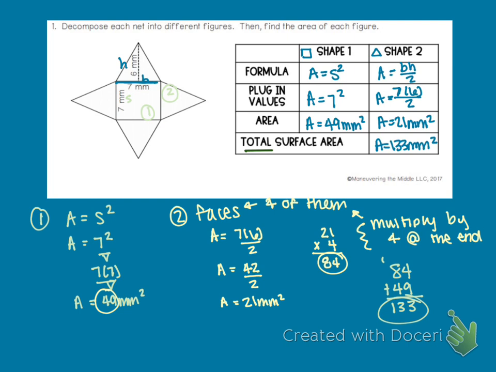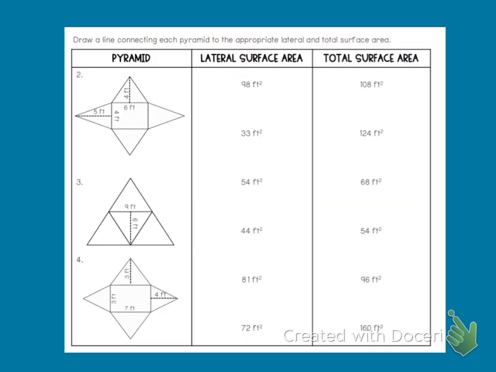Okay, so let's go to the next one. Here it says draw a line connecting each pyramid to the approximate lateral and total surface area. Okay, so we're going to go to number 2. If you don't have room, I don't remember if, no, you don't have room on the back. Go off to the sides for your work, okay?